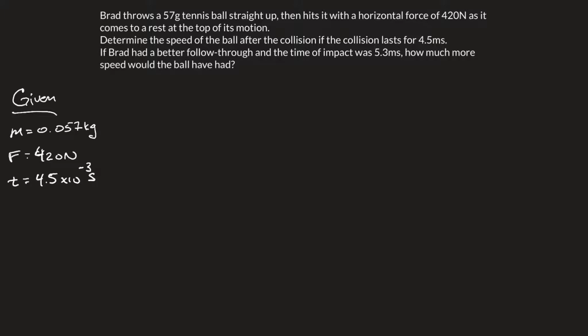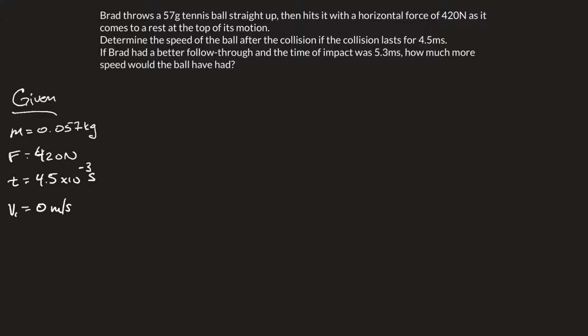We also know that at the top of its travels, when the ball reaches a max height, its initial velocity is 0. So we're taking a look at the kind of system here where the ball rests at the top of its arc and then it's hit. So v1 is going to be equal to 0. v2 is what we are going to solve for.